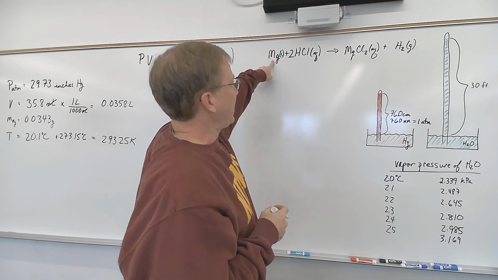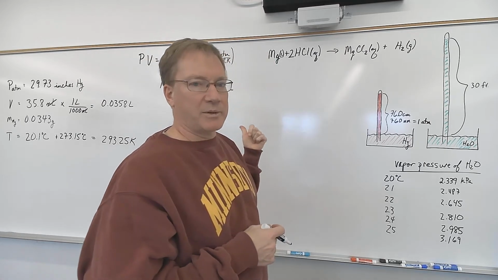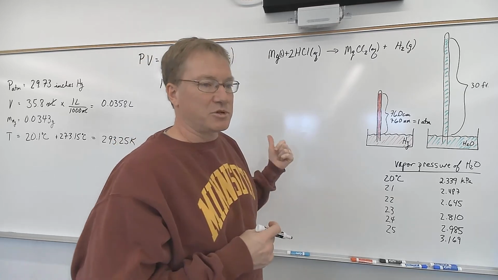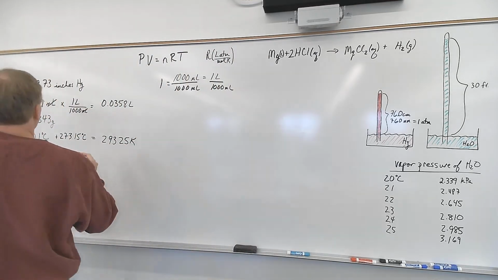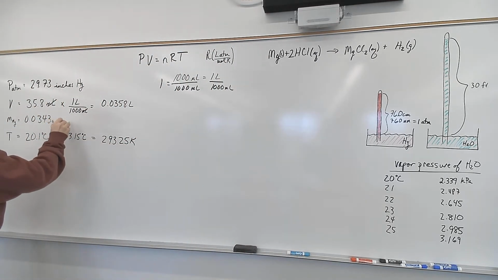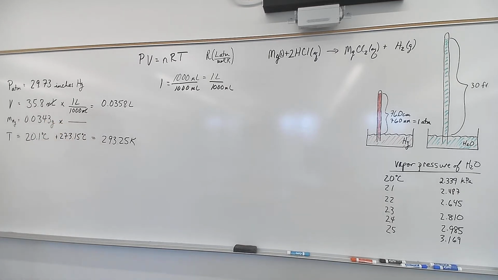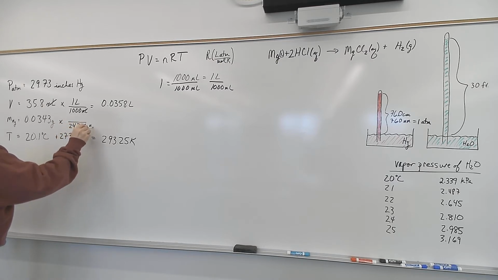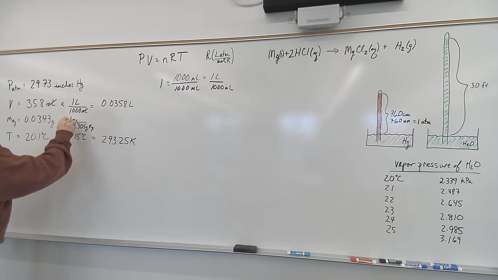And so I don't have moles of magnesium, but I do have grams of magnesium, and I can convert from grams of magnesium to moles of magnesium using the periodic table. And the periodic table here says that magnesium, and I'm looking way over here at my periodic table, 24.305 grams of magnesium is the same as 1 mole of magnesium, right?